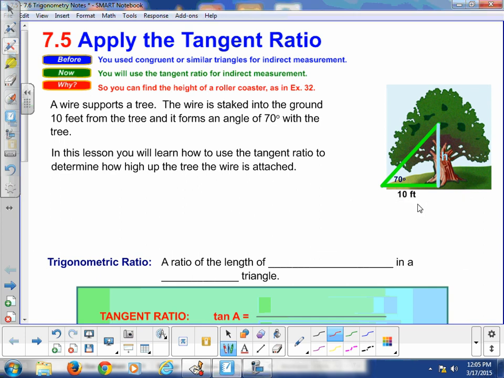Hello. Today we're going to learn about trig. Yay! A wire supports a tree. The wire is staked into the ground 10 feet from the tree, and it forms an angle of 70 degrees with the tree.